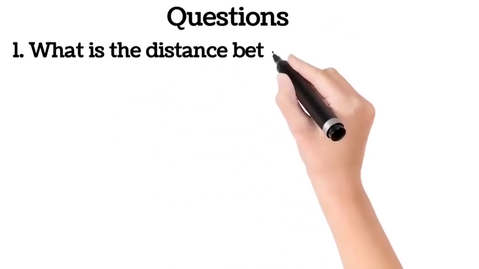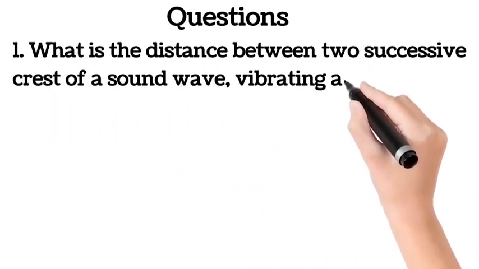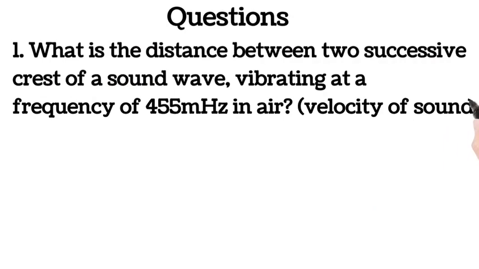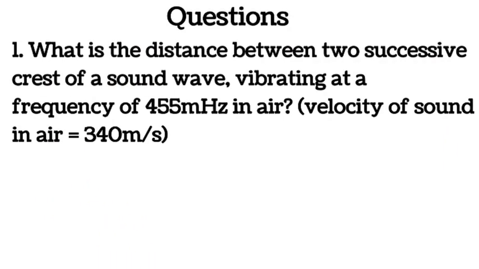Question 1 says, what is the distance between two successive crests of a sound wave vibrating at a frequency of 455 millihertz in air? And we are given velocity of sound in air equals 340 meter per second, which we've already established. So we write out our solution.